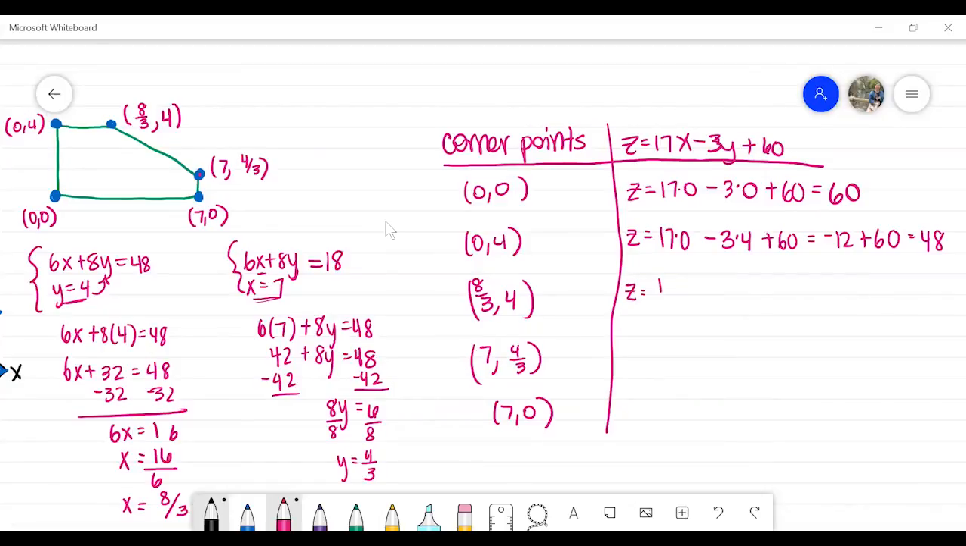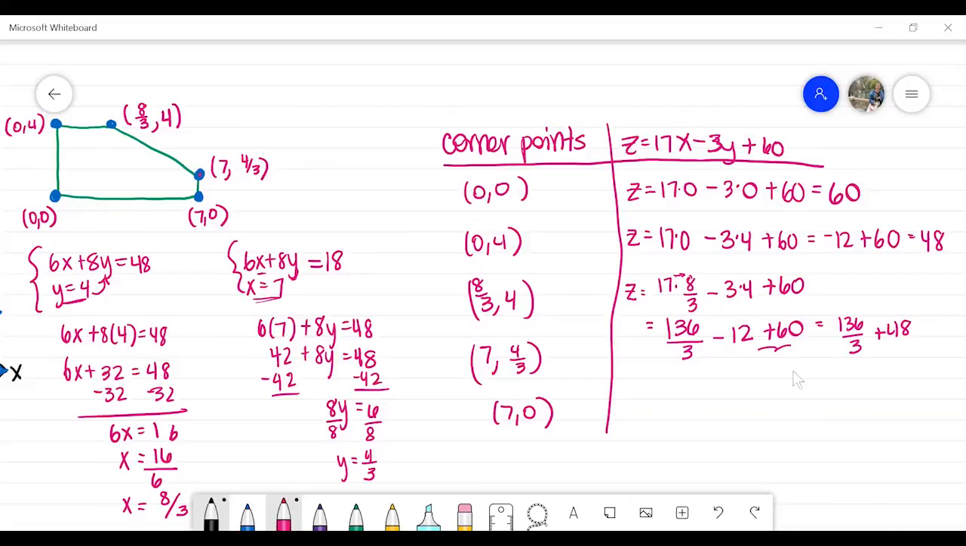Z is equal to 17 times 8 over 3 minus 3 times 4 plus 60. And if I have to move my other points down to make space, then we'll just do it. No big deal. So first up, 17 times 8, I just multiply straight across. We get 136 over 3. That's not divisible by 3, so minus 12 plus 60. We know from the last question, this is 136 over 3 plus 48.